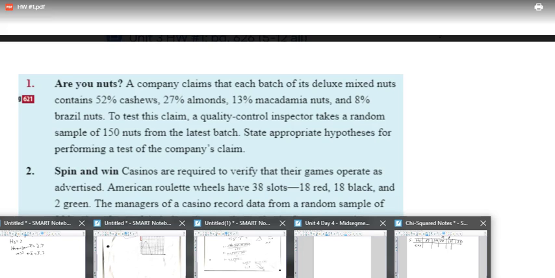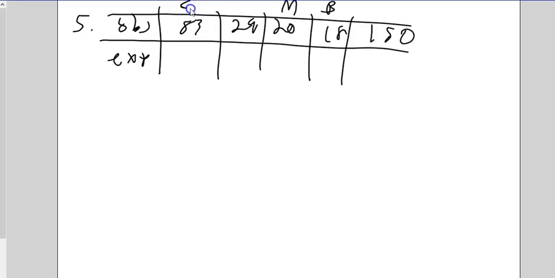Cashews and almonds. There we go. So cashews, almonds. All right, so what we're going to do is take 0.52 times 150. And that's going to give us 78, because that's what they expect. They expect 52%, which is 78.